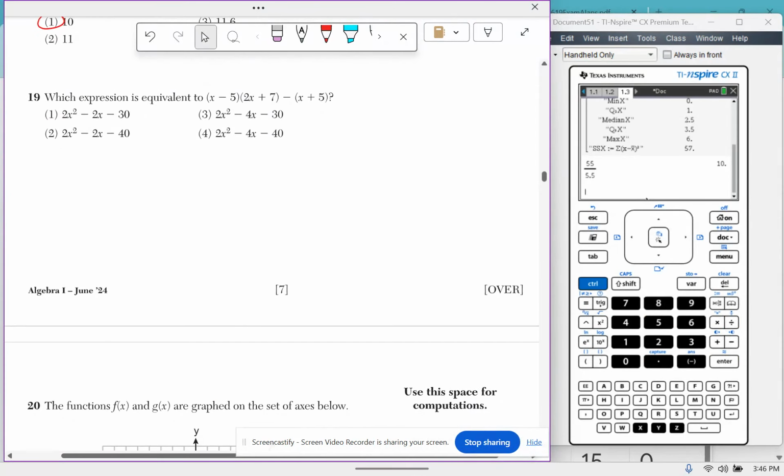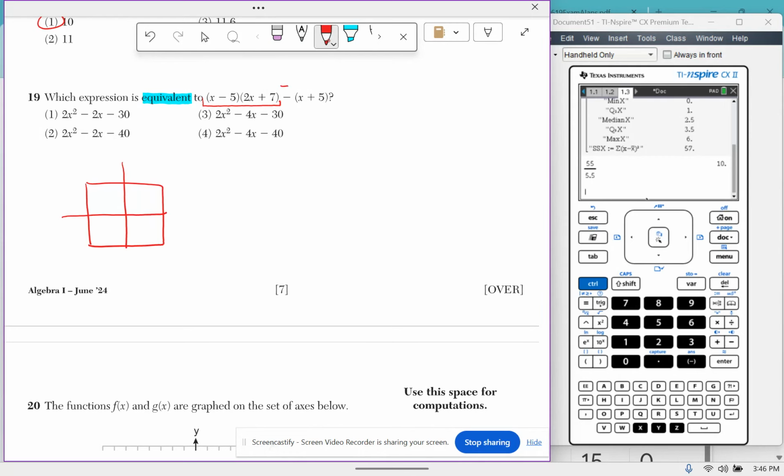Question 19. Which expression is equivalent to? So we love seeing the word equivalent because that means we can check our answer in our calculator, right? We're trying to see which expression is equivalent to x minus 5 times 2x plus 7. So I'm going to do this binomial times binomial with a box. And then after I get whatever trinomial results from that, I'm going to subtract off an x plus 5. Okay, no problem.